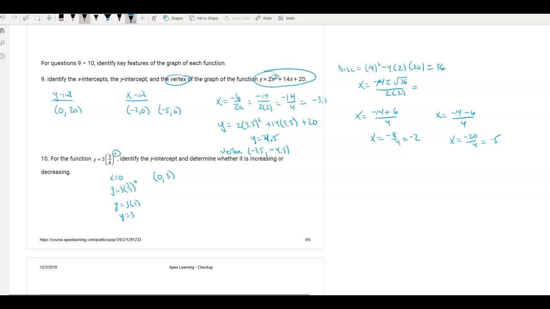Now, if I look, this value being raised to the x power, 3/4, is greater than 0 but less than 1. Since that's between 0 and 1, we know it's exponential decay, so it is decreasing. The graph would start high and come low.